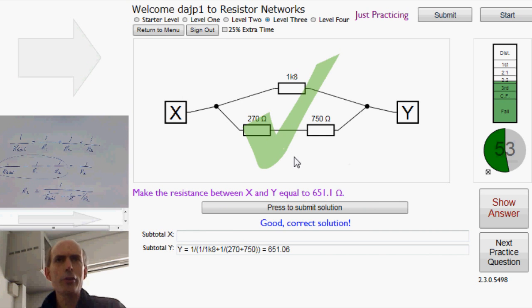Sometimes these take a bit longer than others, but you will get there in the end. Okay, I think that's enough for level 3. Good luck.